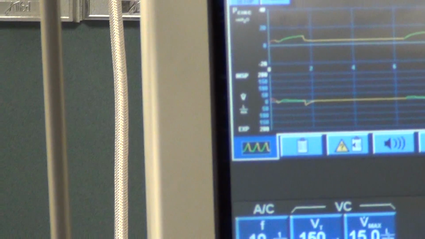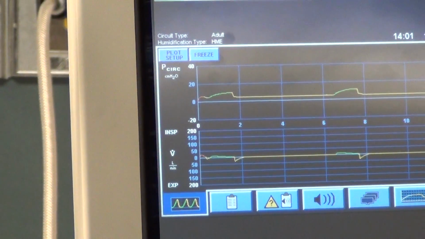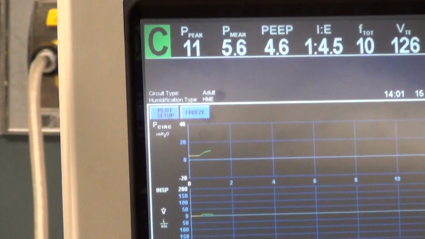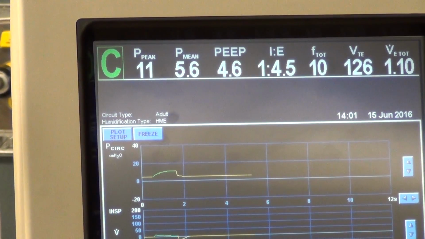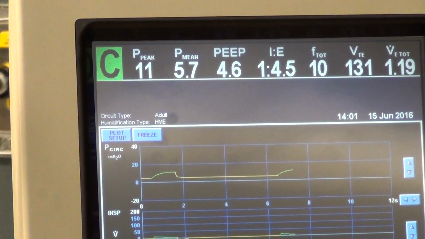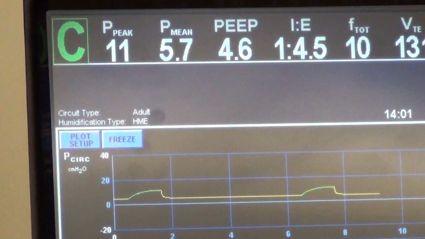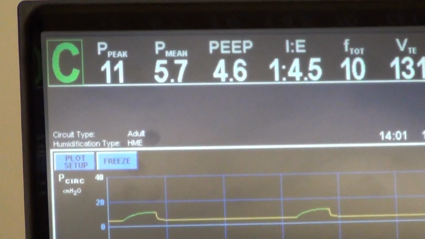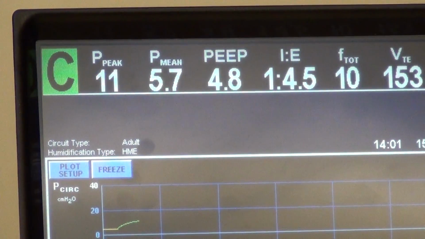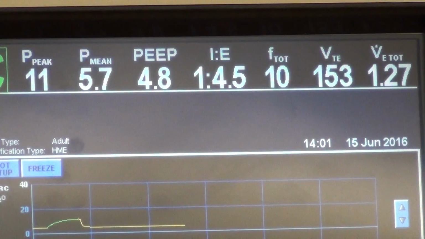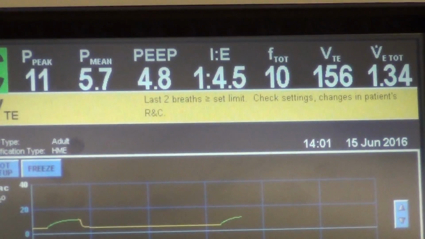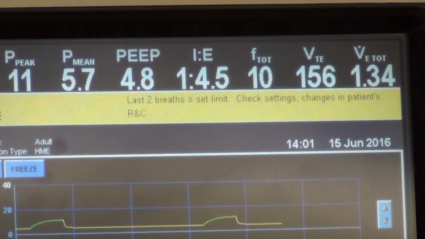All right. So our ventilator is working. And just looking at those values, notice our peak pressure is 11. Our mean is 5.7. PEEP, we're losing a little bit of PEEP somewhere. And our tidal volume.